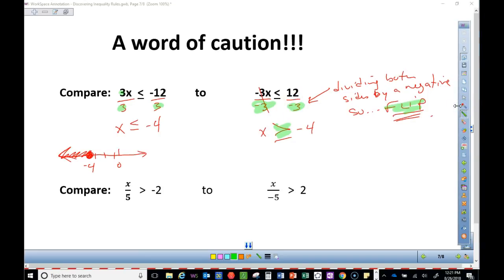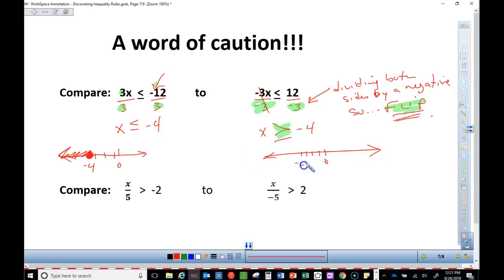You see the difference? Doesn't matter if there's a negative here. That doesn't matter. This number can be any sign, positive or negative, but what you divide by, what was with the variable on that last step, is what controls it. So this one would be negative 4, including that, but anything greater. So we're talking about anything this direction.